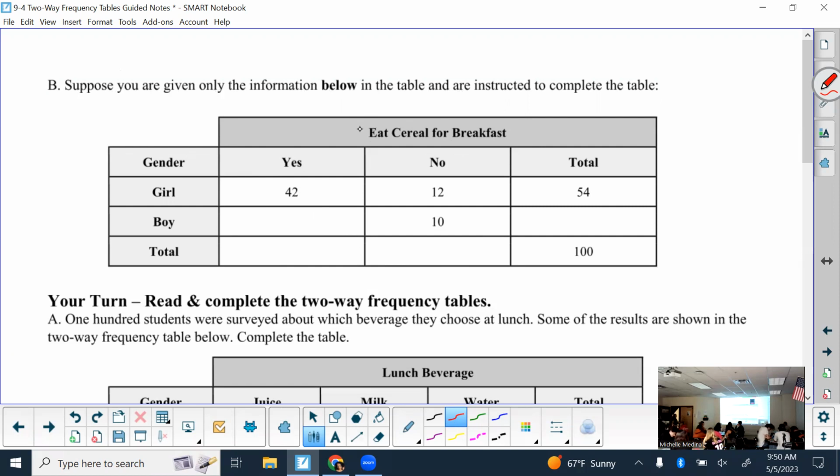What is something that I can fill in with my given information? The total for which one? 12 plus 10, so these are people that said no. That's something I can fill out with this given information. There's something else too that you could have filled out right off the bat, which is the row total. So even though I'm missing this, at least for right now, how do I know what goes here?